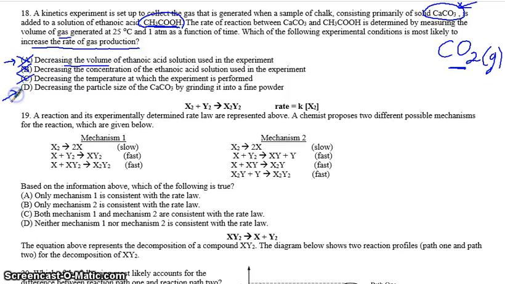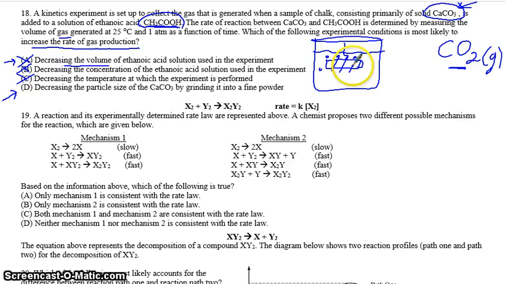And D must be correct because it says decreasing the particle size of the calcium carbonate by grinding it into a fine powder. This is true. Calcium carbonate, say a piece of chalk here, that looks like a chalk. If you throw it into some acid, it will begin to react. Bubbles will begin to start forming. It'll begin to react, but not as fast as if you break it into pieces or if you grind it into a powder. This is because the surface area will be increased.